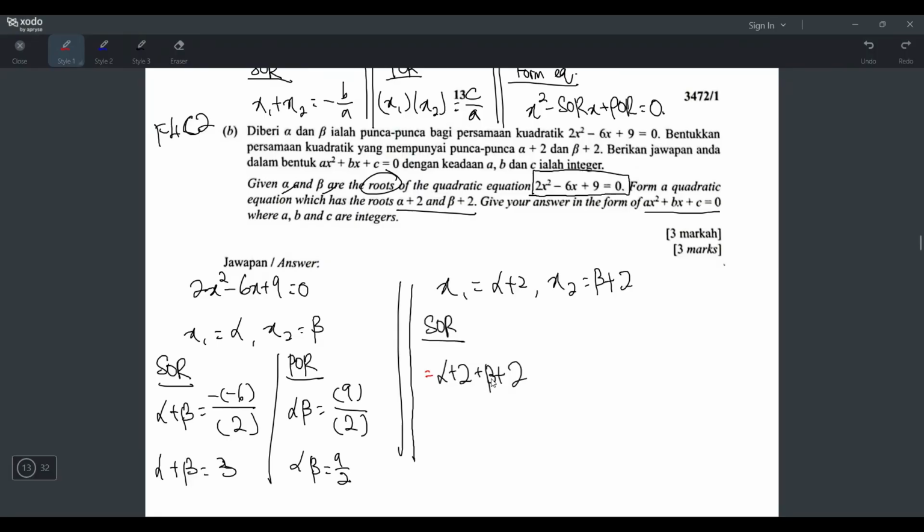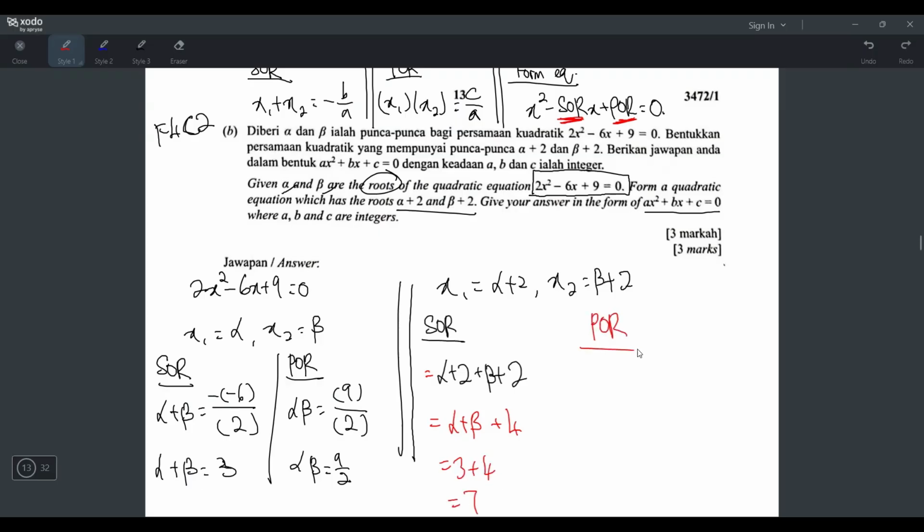That is why I said you will get stuck, because you don't have the alpha beta and also you don't have the equation. You're trying to form the equation. So later we have to form it using this formula, and the SOR we can find by using this information. So 2 plus 2 is 4. Alpha plus beta I can write here, and alpha plus beta is 3. So 3 plus 4 equals 7.